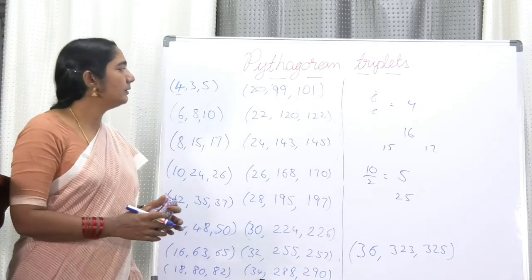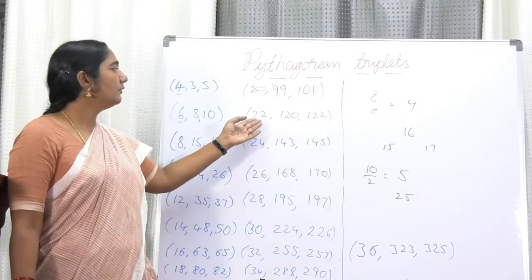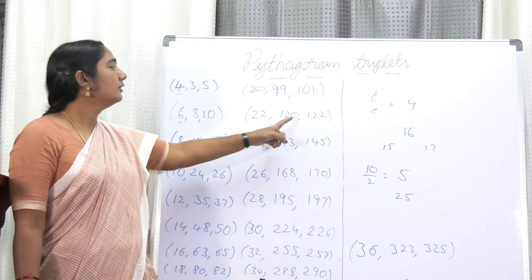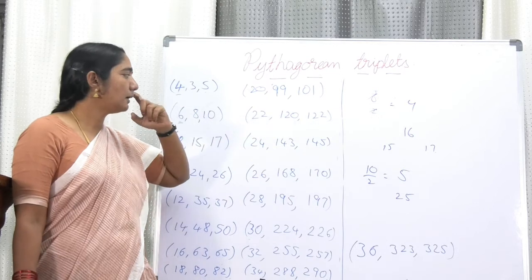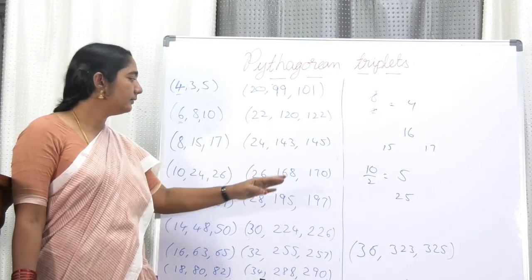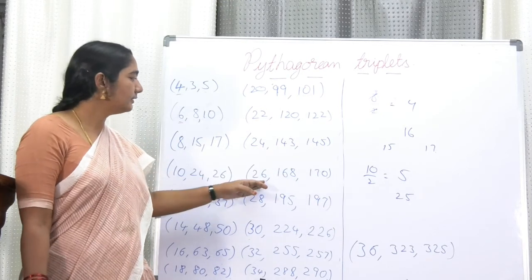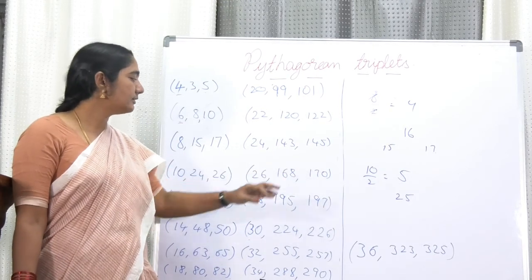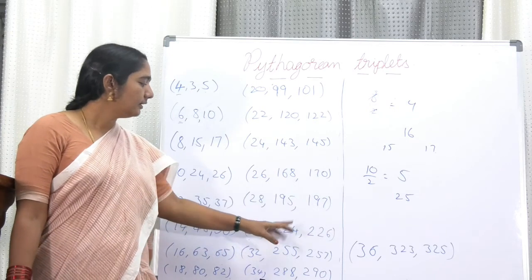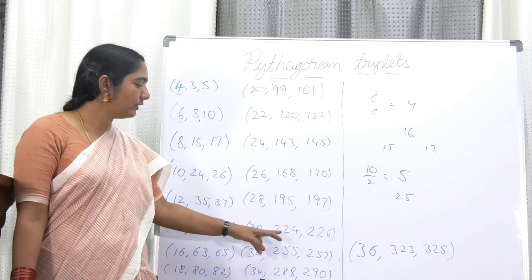I request all of you, please. Similarly, 22 divided by 2 is 11. 11 square is 121. So one number this side and one number that side. So similarly, 24, 143, 145; 26, 168 and 170; 28, 195 and 197; 30, 224, 226.